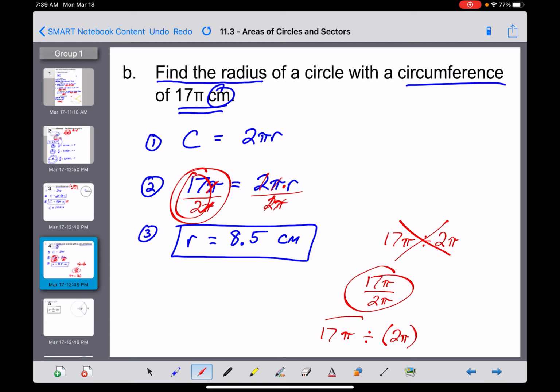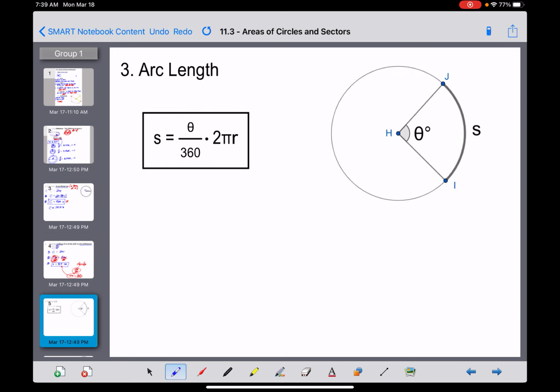So either one of these will get you that right answer of 8.5. You just got to be careful about how you put that in. Okay, last thing we're going to talk about in this video now is something called arc length, and this is just a function of circumference.